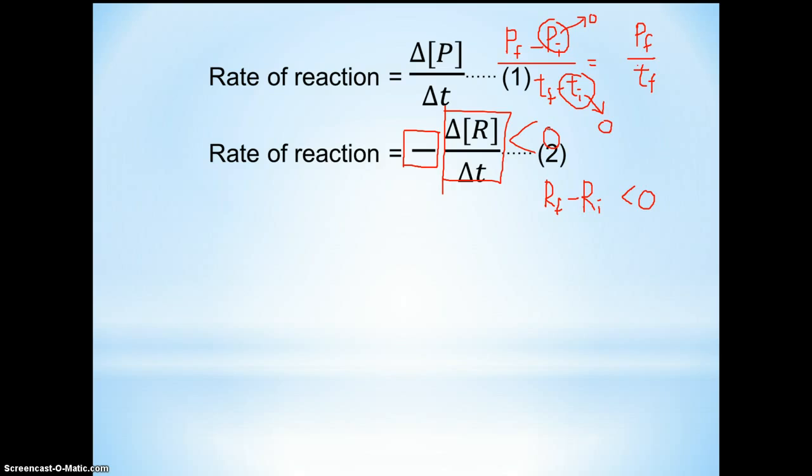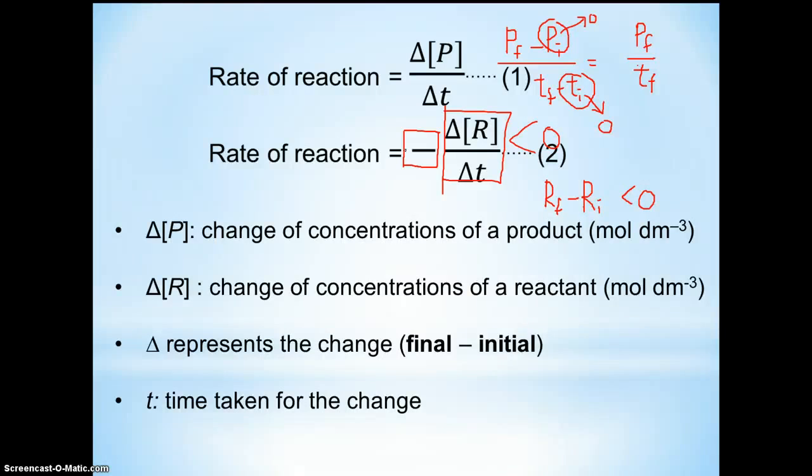But what is the meaning of a rate of reaction less than 0? Well, it does not make sense. So we have to add a negative sign to reverse the overall sign. Here comes a summary of what I've mentioned. The delta P here means the change of concentration of a product in units of mole per dm cube. The change of reactants is also the change of concentration of the reactant in mole per dm cube.